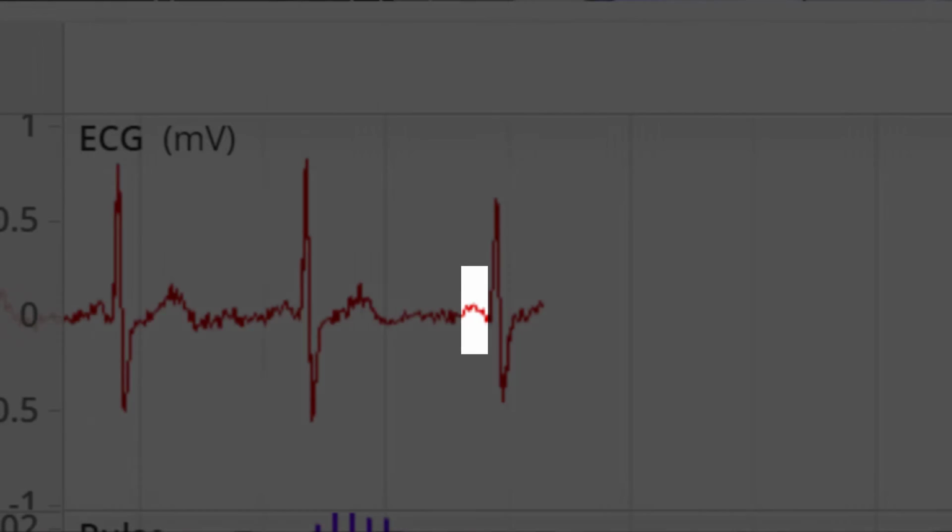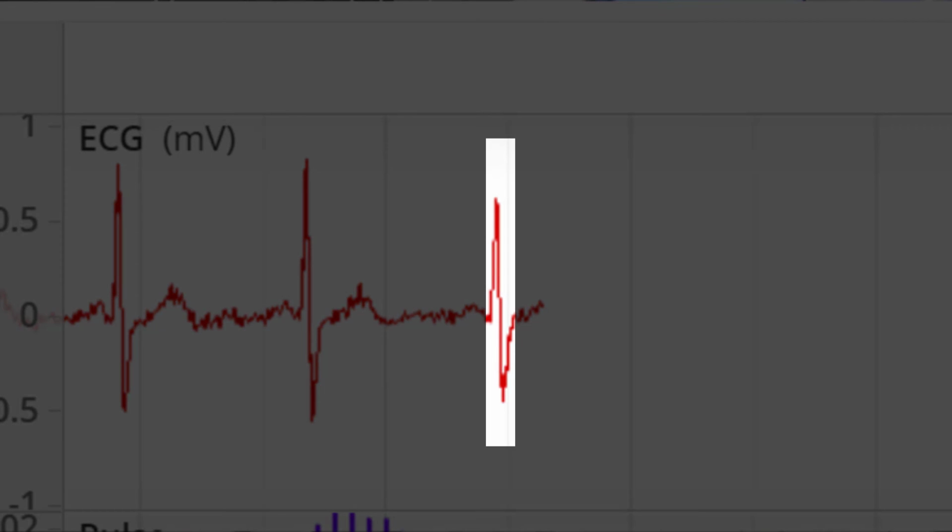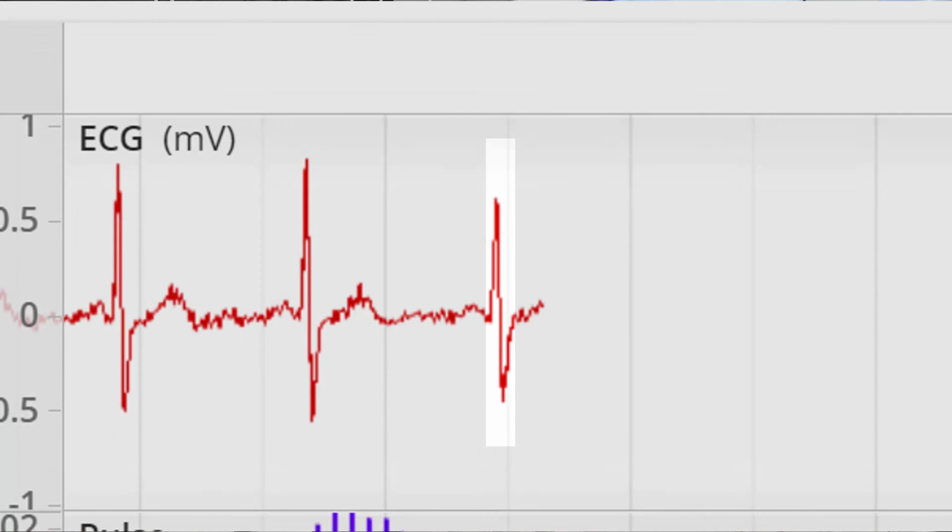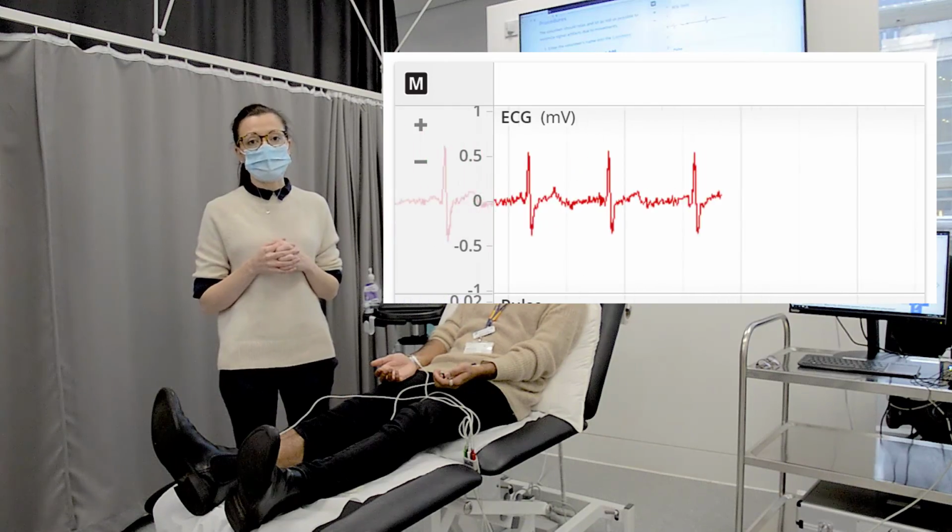What we have after that is called the QRS complex, and that corresponds to the two bottom chambers of our heart being electrically excited, and they're called our ventricles. So when they're electrically excited, they produce this QRS complex.